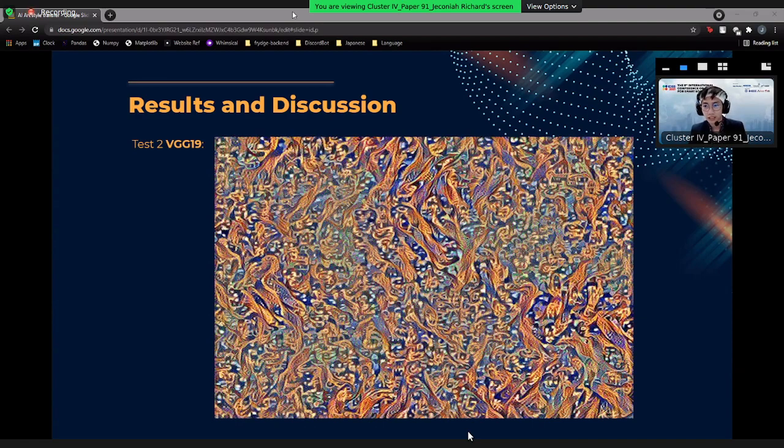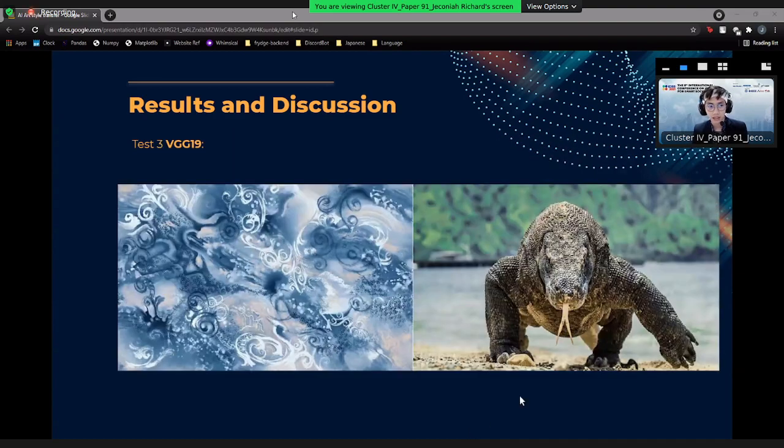One of the reasons that we think caused this issue is because the style image is too monotonous, so there's not much variation in the pattern and no gradient in color whatsoever, so we decided to try another set of images. This image is the combination of the Komodo and batik, as I mentioned earlier, and this is the result of its combination.